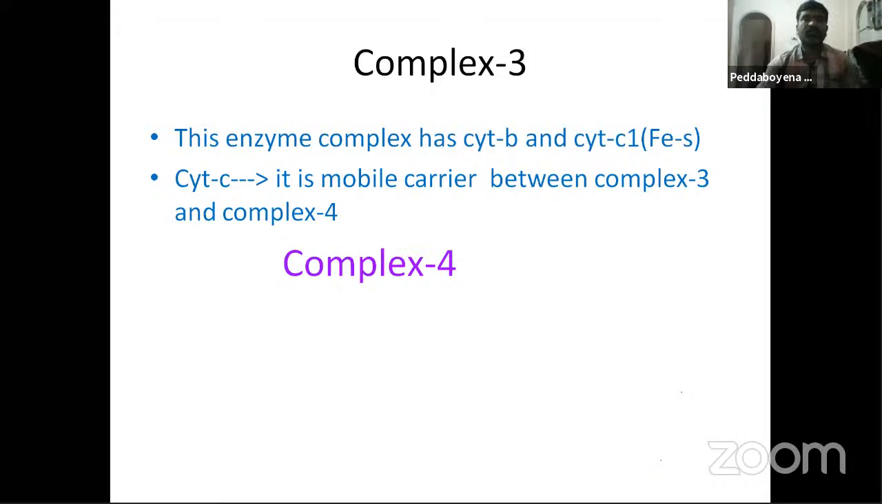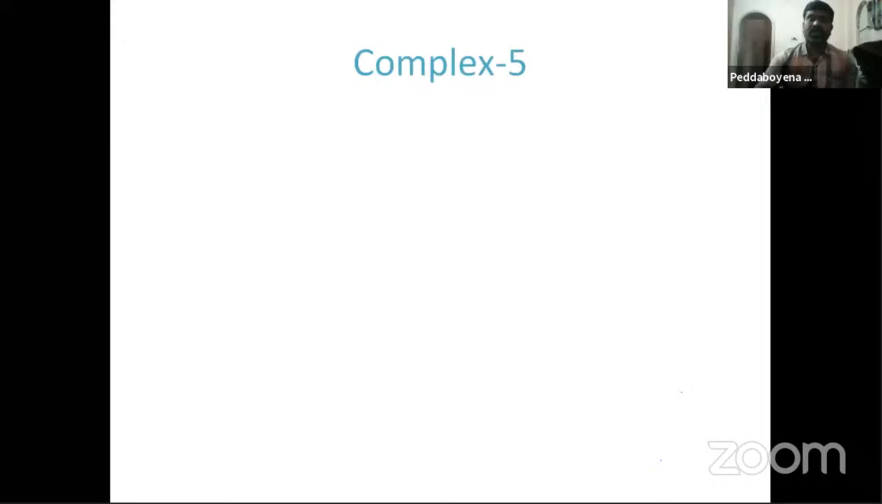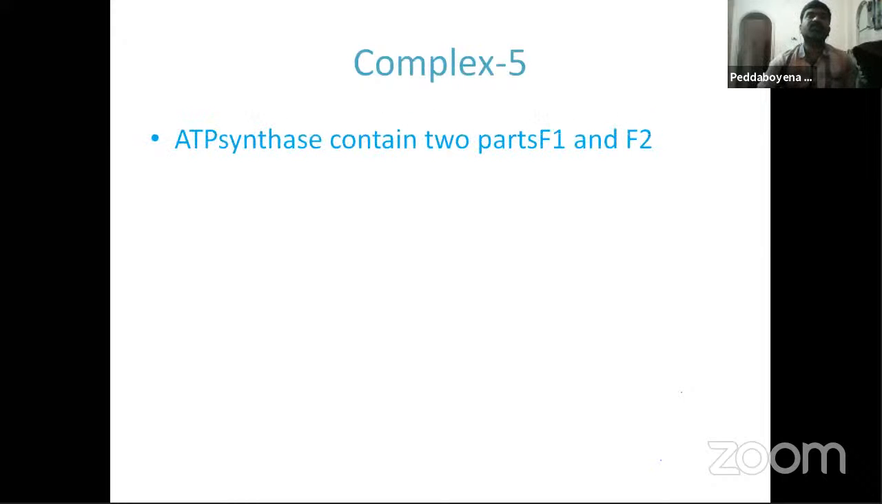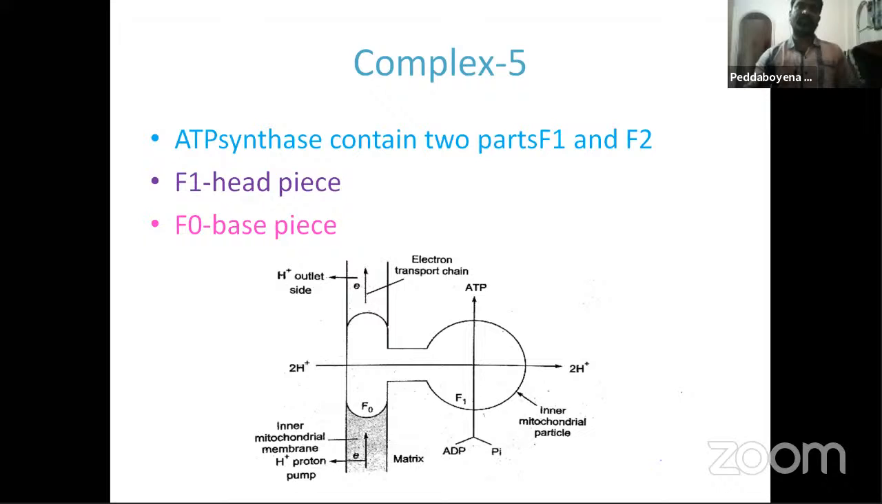And next one, complex 4. Here this enzyme contains cytochrome A and cytochrome A3, and these contain 2 copper containing proteins. This complex transfers electrons from reduced cytochrome C to molecular oxygen. So here complex 5, which is ATP synthase. It contains 2 parts, F1 and F0. The F1 part is also known as the headpiece, and F0 is the base piece. So this is the structure of complex 5.